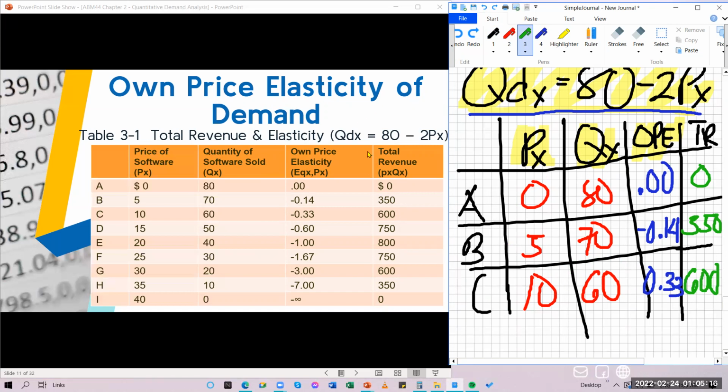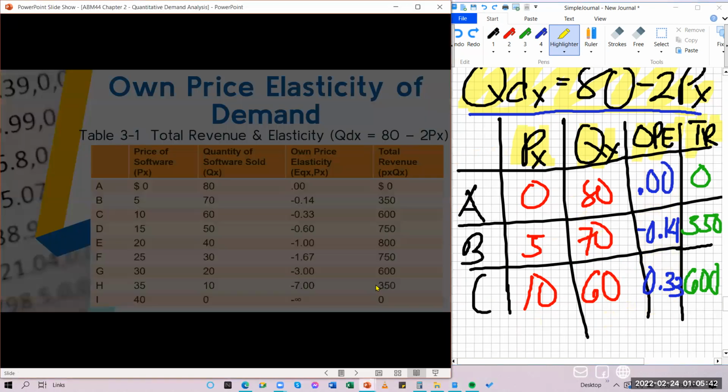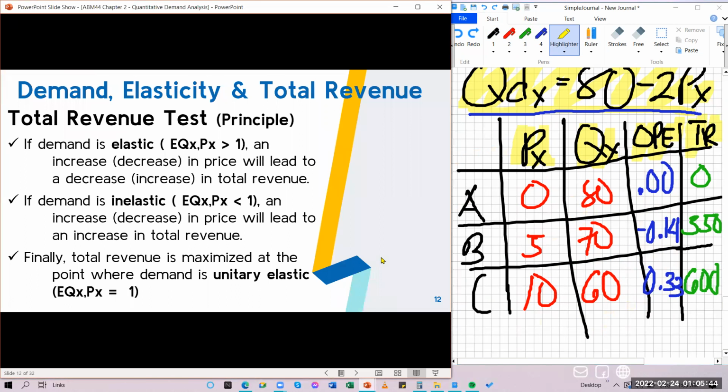This one, earlier the formula was given. You just need to plot it in a table and complete the table. So it goes on and on and then you just need to interpret, especially under the own price elasticity of demand. So we are done with the total revenue. So this is another example for own price elasticity of demand. So let's continue. So we also have a total revenue test.